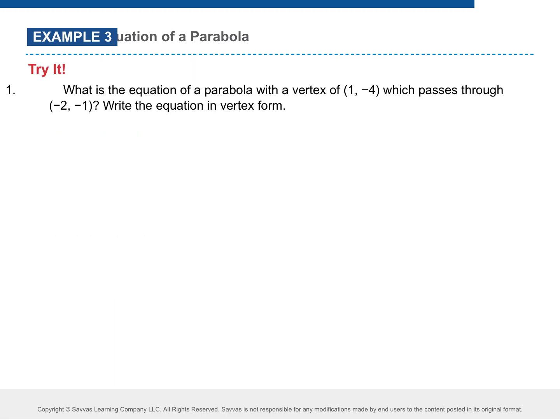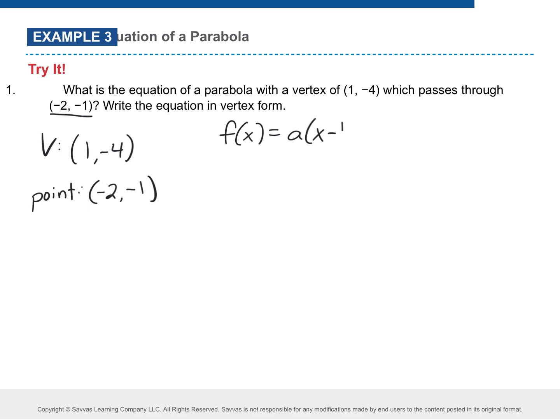Here, let's look at what it gives us. It gave us the vertex. What's the vertex? 1, negative 4. And then it gave us a random point. When we're given a point, what do points represent? An x and a y coordinate. What we're doing now is writing our own equation. The equation we're going to use is the one I had you write down at the beginning: f of x equals a times x minus h squared plus k.